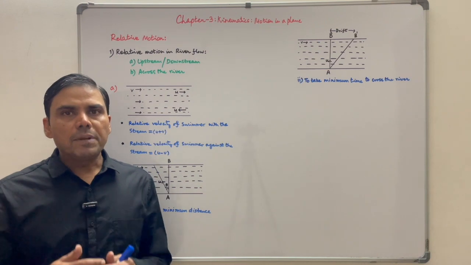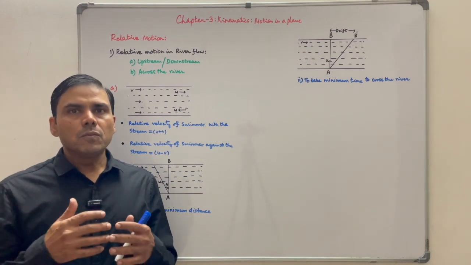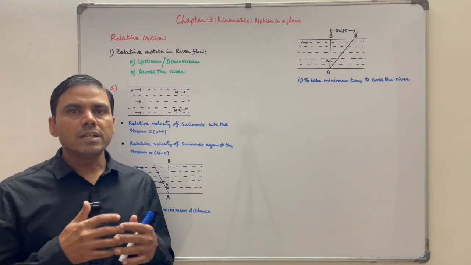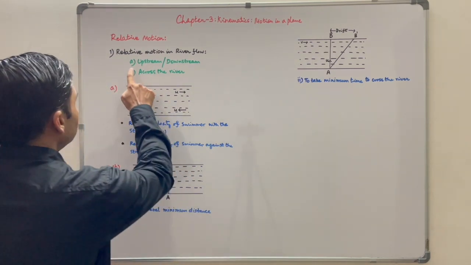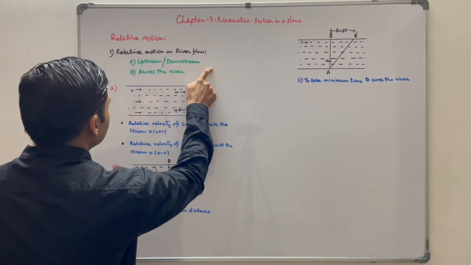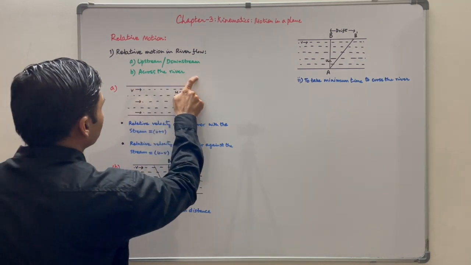Now let us see applications of relative motion. First scenario is relative motion in river flow. We will consider two cases in it. First case, upstream downstream motion, and second case, across the river motion.